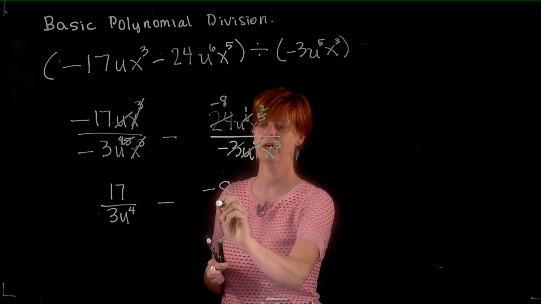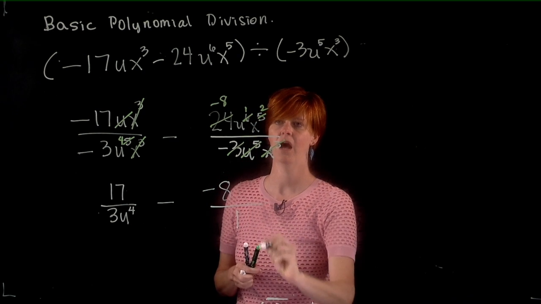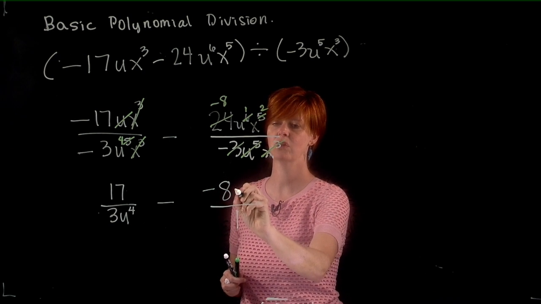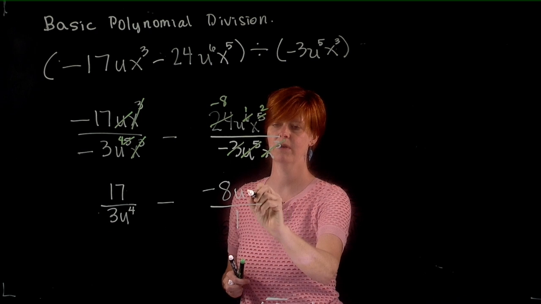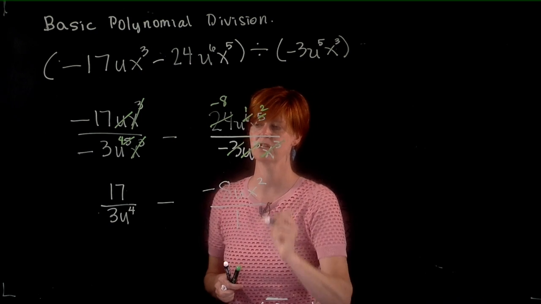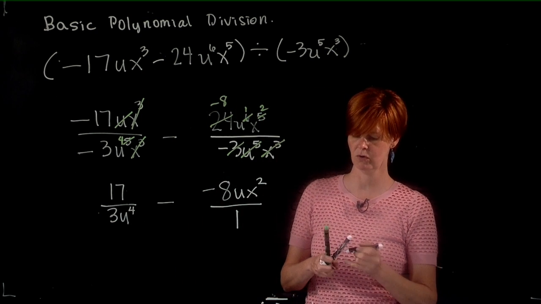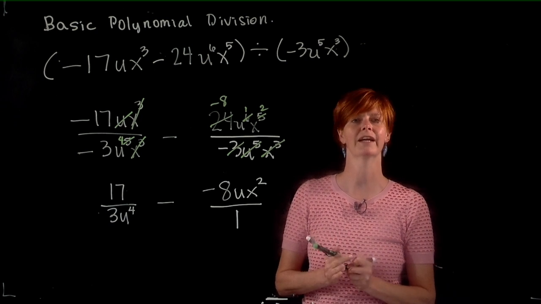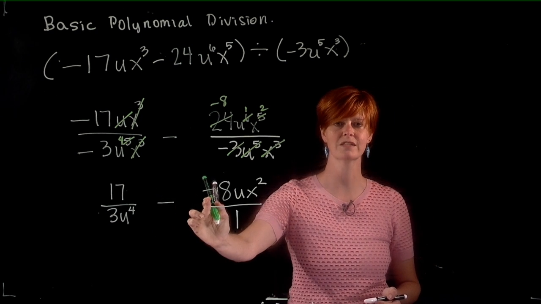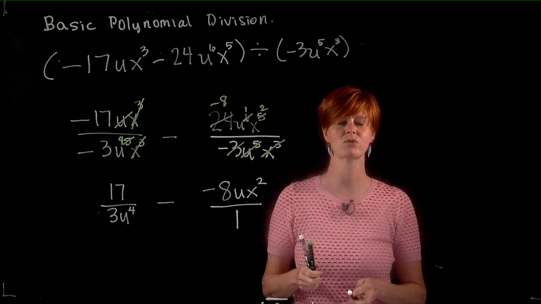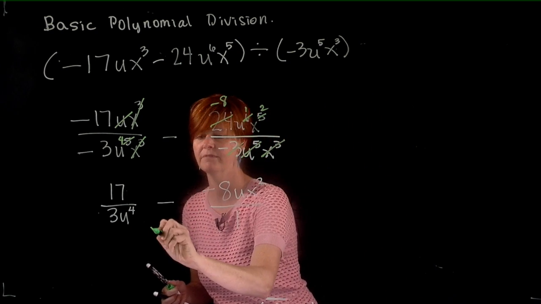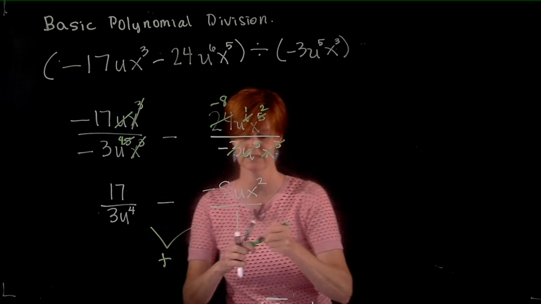So let's go ahead and write it to be clear. On the top, I have the negative 8, the u to the 1, you don't need to write the 1, and the x to the 2. Now, this is not a full credit answer because you've got 2 signs, a negative and a negative, right next to each other. So that needs to simplify down to a plus.